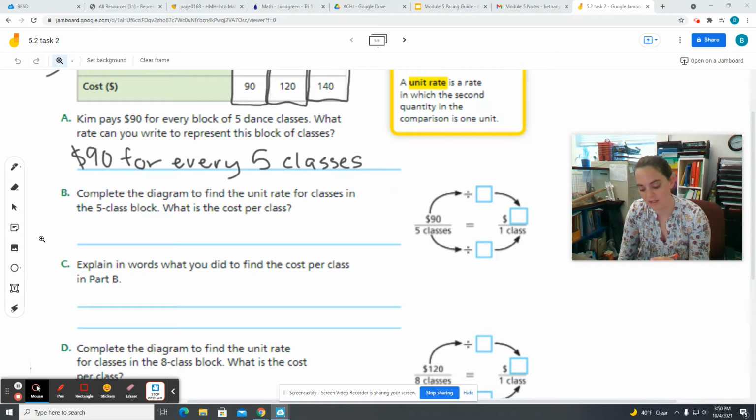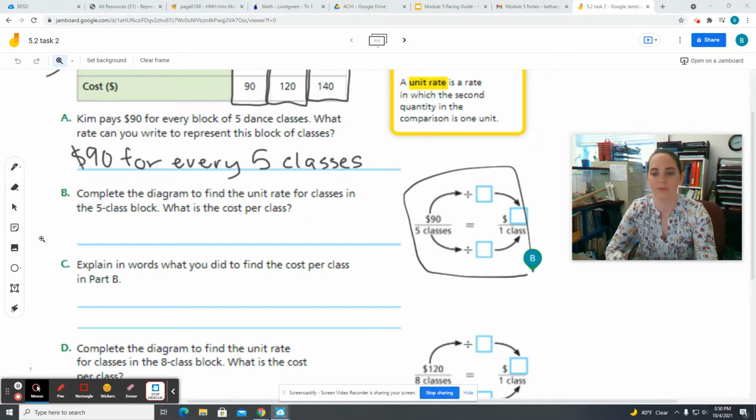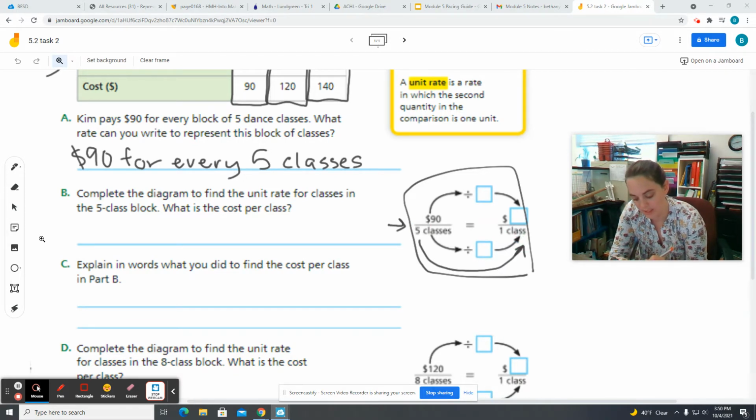We have this diagram right here. Over here on the side, we have $90 per every 5 classes. This is the ratio that we're starting with, and this is our rate. And we need to figure out what our unit rate is. So that 5 classes needs to go down to 1 class. How much does it cost for 1 class? So for 5 to go to 1, we need to divide that by 5.